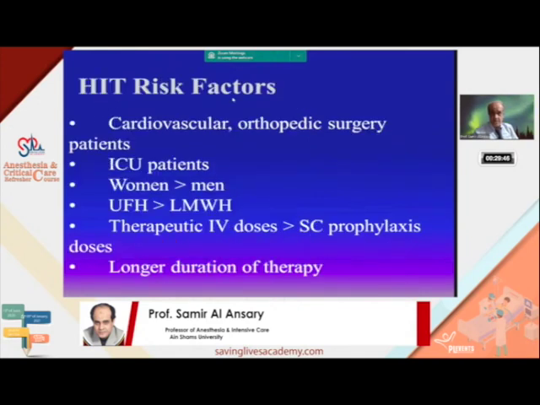What are the risk factors for HIT? Cardiovascular surgery or orthopedic surgery, common in ICU patients, in women more than men. The incidence of HIT with unfractionated heparin is higher than with low molecular weight heparin. Therapeutic IV doses more than subcutaneous doses. Longer duration of therapy is also a cause.